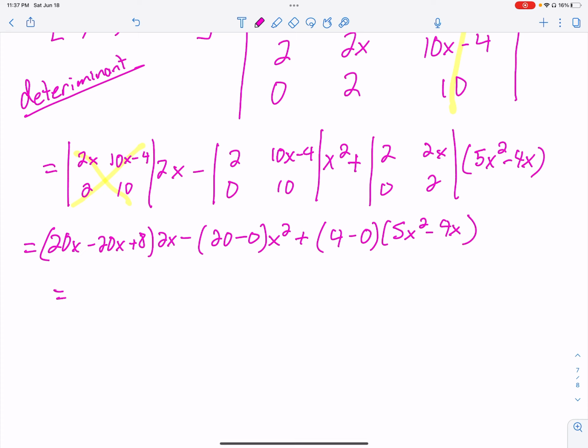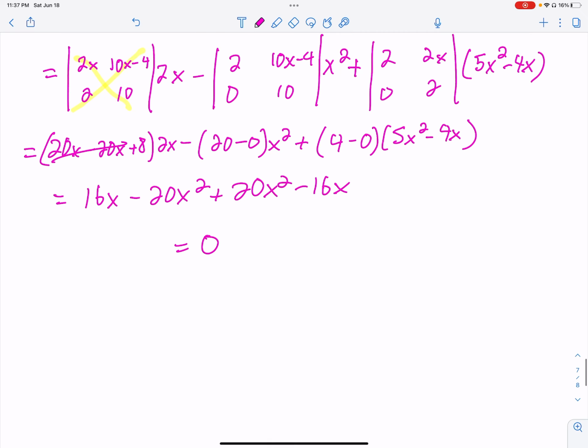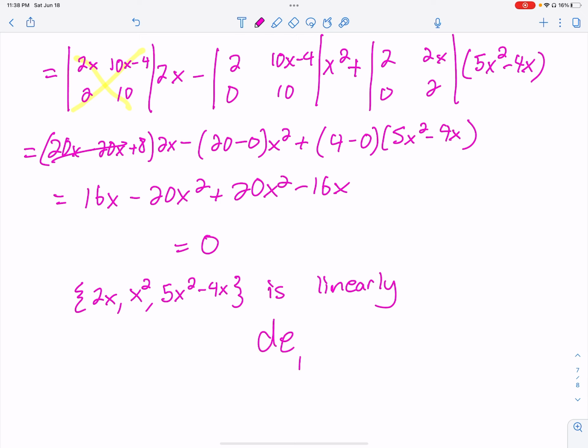All right, so we have those go away. So we get 16x minus 20x squared. And then we get plus 20x squared and then minus 16x, which is 0, which tells us that this set of functions, 2x, x squared, and so on, is dependent. So it is linearly dependent since we got a 0.